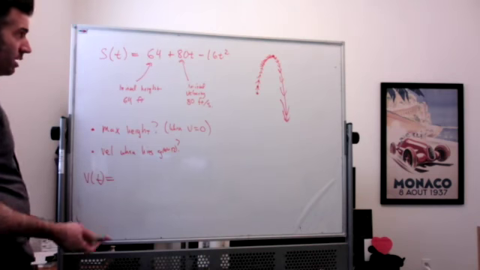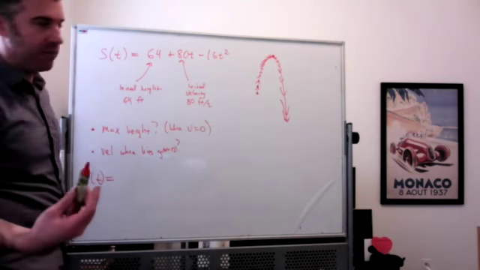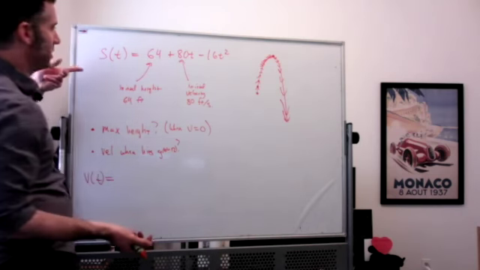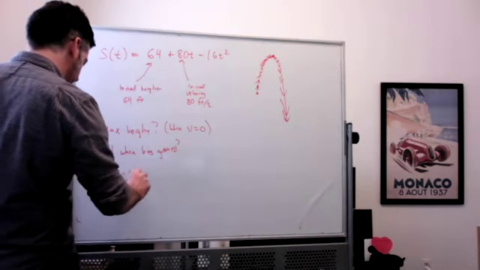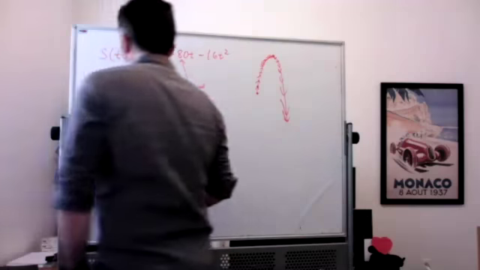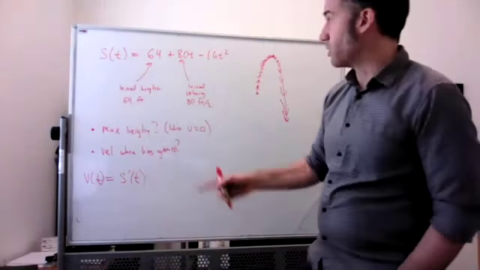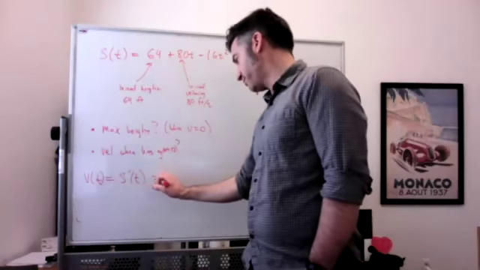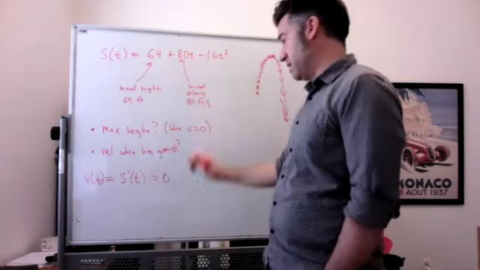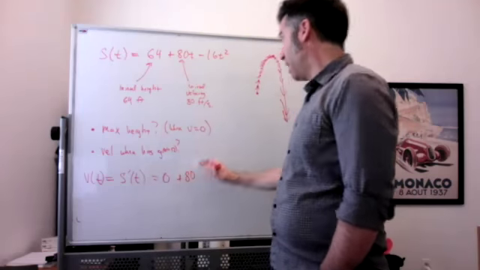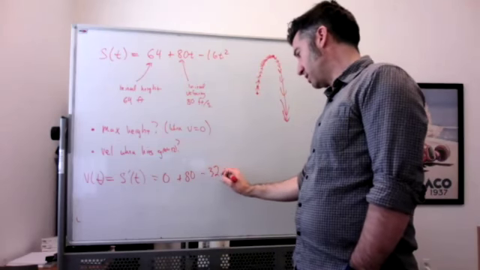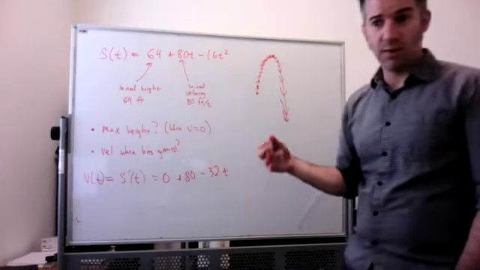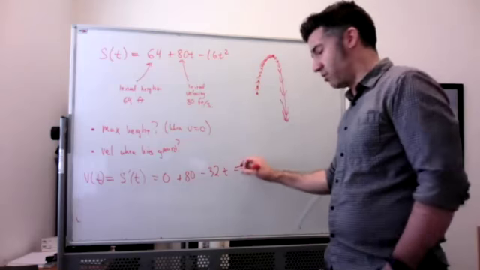So the velocity of an object whose position is described by a function like this is just the derivative of the position function. We're going to use the power rule. The derivative of 64 is 0. The derivative of 80t is just 80. And the derivative of negative 16t squared is negative 32t. And then we want to find where this is equal to 0.